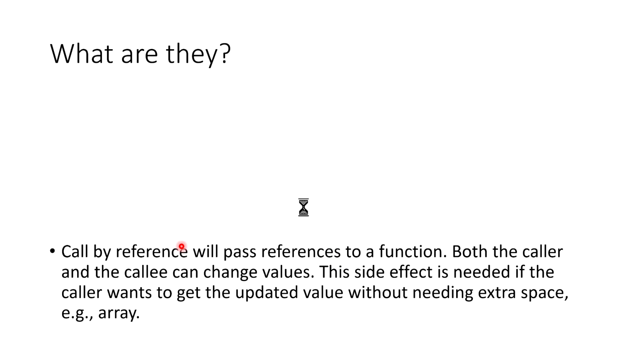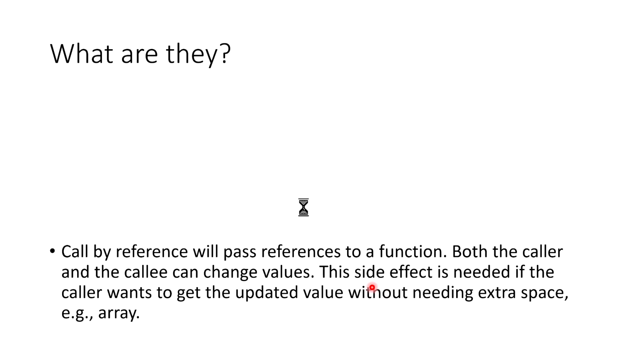The reference is simply the address of an object, or you can say the address in the memory location. Both the caller and callee can change the value because you've got the reference. Then you can change the content at the location indicated by the reference or address. And this side effect is needed sometimes if the caller wants to get the updated values without needing extra space.